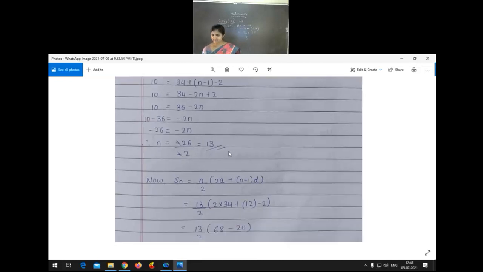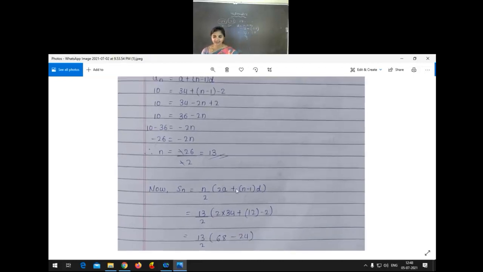Now for the sum, you can use Sn is equal to n by 2 into a plus an. But again here we used Sn is equal to n by 2 into 2a plus n minus 1 into d. That is 13 divided by 2 into 2 into 34 plus 12 into minus 2. Difference is minus 2. Here it is a multiplication operation. Don't confuse. Next, 13 by 2 into 68 minus 24.